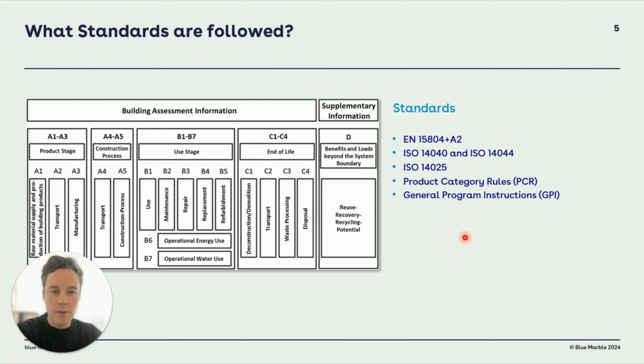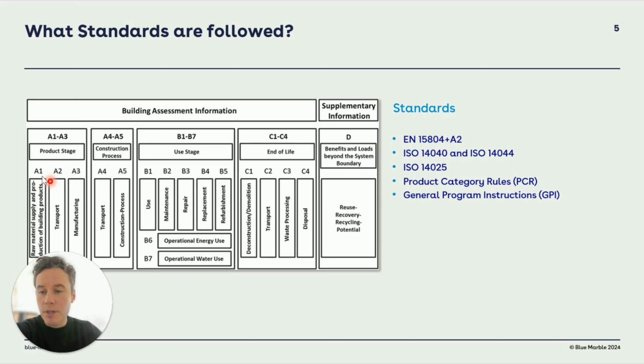So what standards are followed? So the key standard if you're producing an EPD in the construction industry would be EN 15804 plus A2. And that's what's known as the core product category rules. And what it does is it specifies how you do your life cycle assessment for a product to be used in the built environment. It breaks down the life cycle stages into a series of modules.